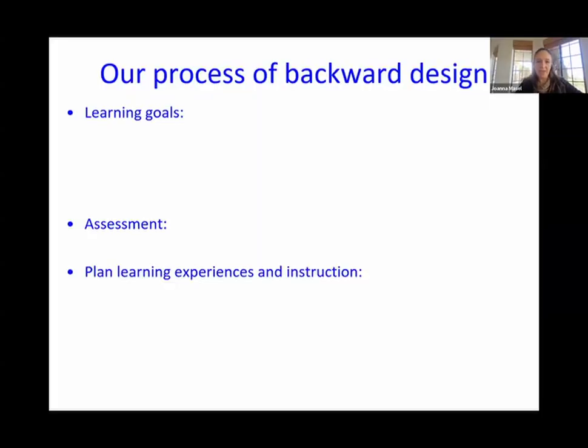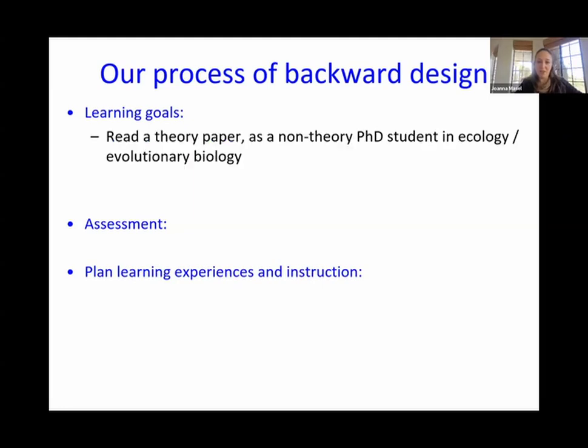So our particular course, our learning goals, we are aimed at PhD students in ecology and evolutionary biology. There are other people in our class. There are sometimes PhD students in math. There are sometimes undergraduates. Our class is open to others. But our learning goal is formulated around a PhD student who does not have a theory background.